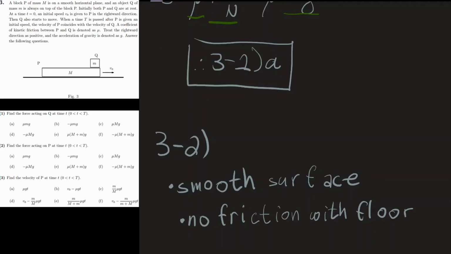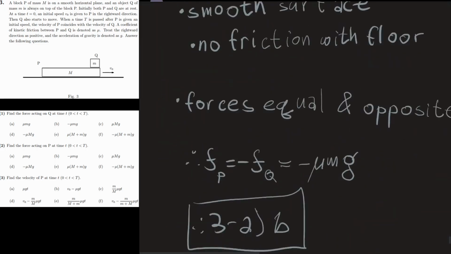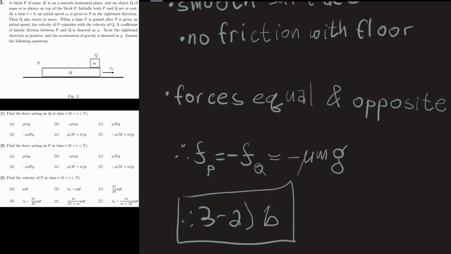And if you go back to when you first started learning physics, what is one of the first things anyone learns about forces? Every action has an equal and opposite reaction. So if the force on block Q is mu mg, then the force on block P is equal and opposite, meaning it is negative mu mg. And so the answer is, of course, negative mu mg, which is option B.